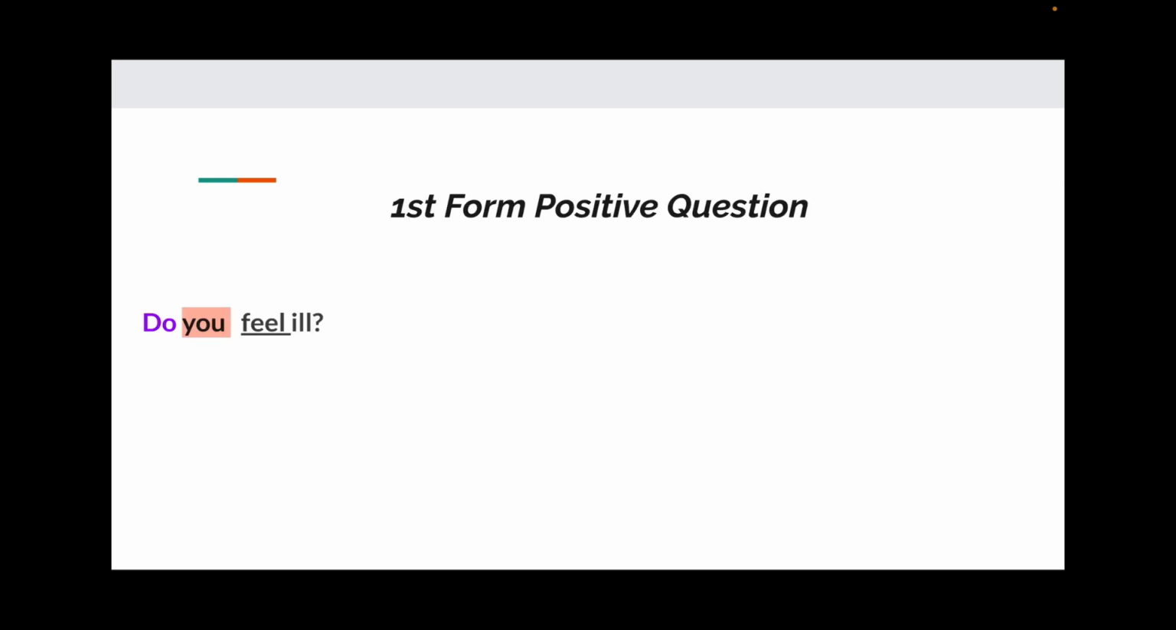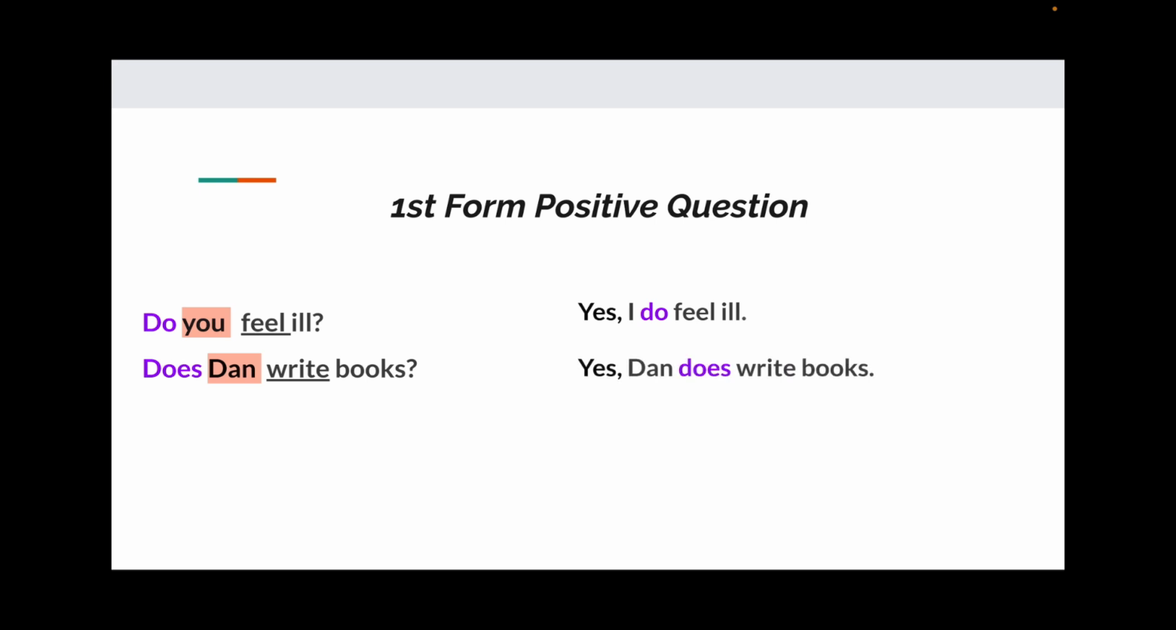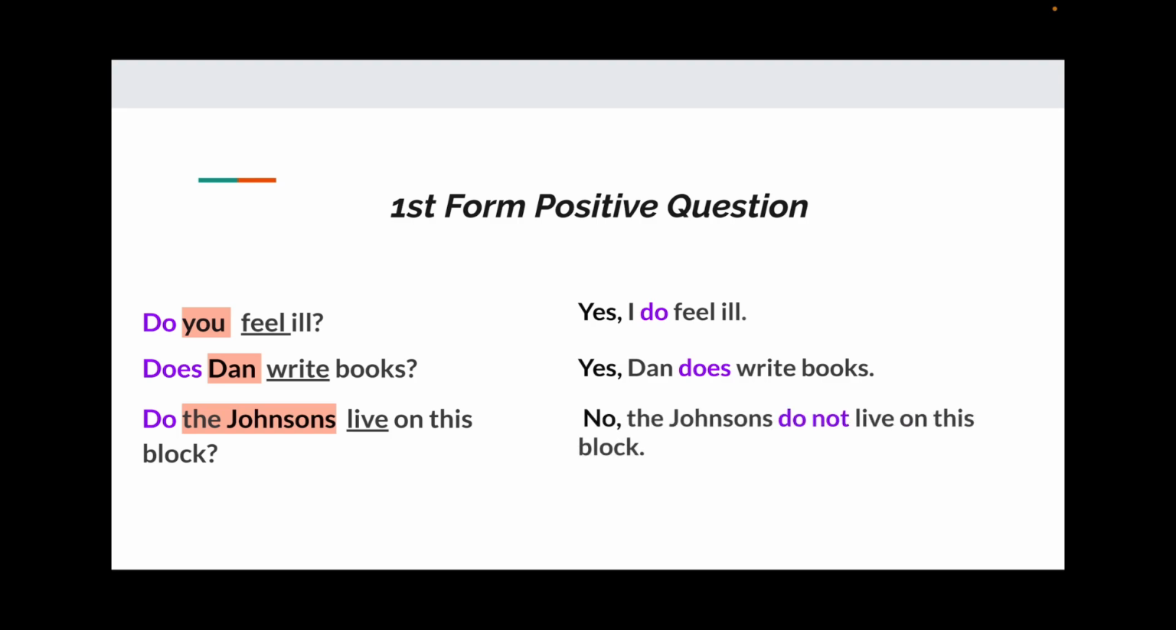And so some helpful examples are, do you feel ill? Yes, I do feel ill. Does Dan write books? Yes, Dan does write books. Do the Johnsons live on this block? I could say yes, but I could also say no. The Johnsons do not live on this block.